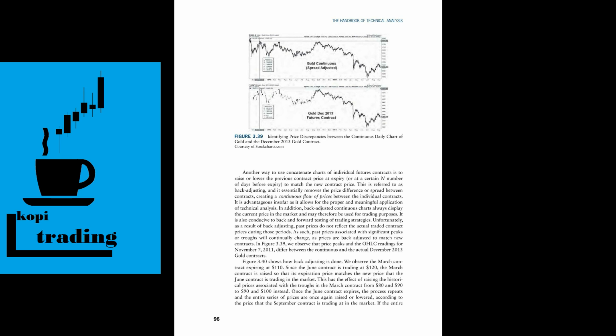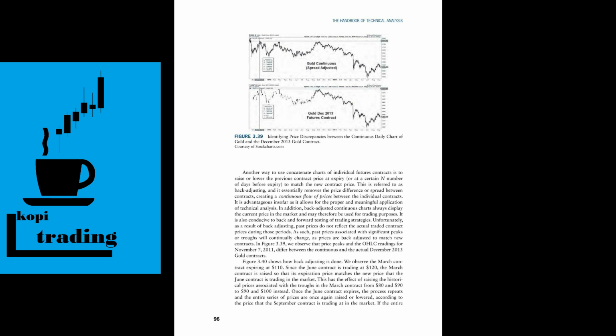Figure 3.39 Identifying price discrepancies between the continuous daily chart of gold and the December 2013 gold contract, courtesy of stockcharts.com. Another way to use concatenated charts of individual futures contracts is to raise or lower the previous contract price at expiry, or at a certain N number of days before expiry, to match the new contract price. This is referred to as back adjusting, and it essentially removes the price difference or spread between contracts, creating a continuous flow of prices between the individual contracts.